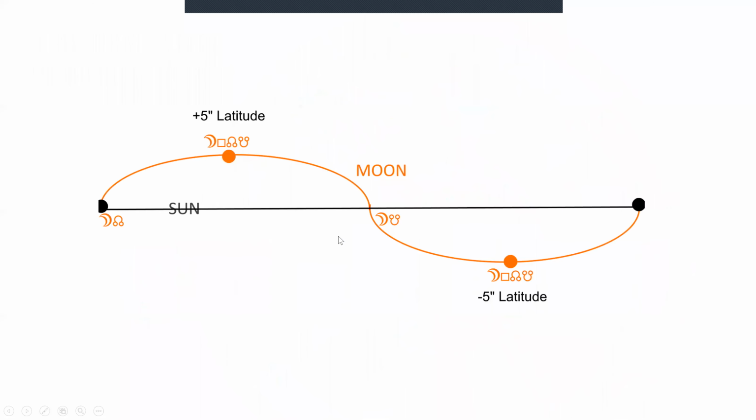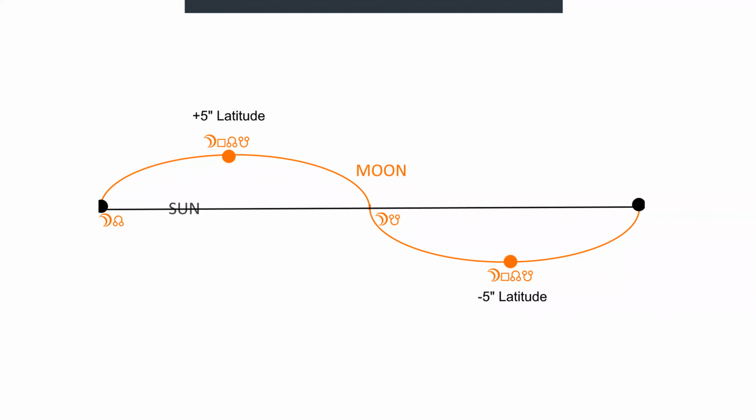And that's what happens. So when the moon is conjunct the north node, 0, then when it squares the nodes, 5 degrees, and then it conjuncts the south node, 0 latitude, and then it squares the node, but from the south. So it's going to be -5 latitude. So here it's +5, and here it's -5.